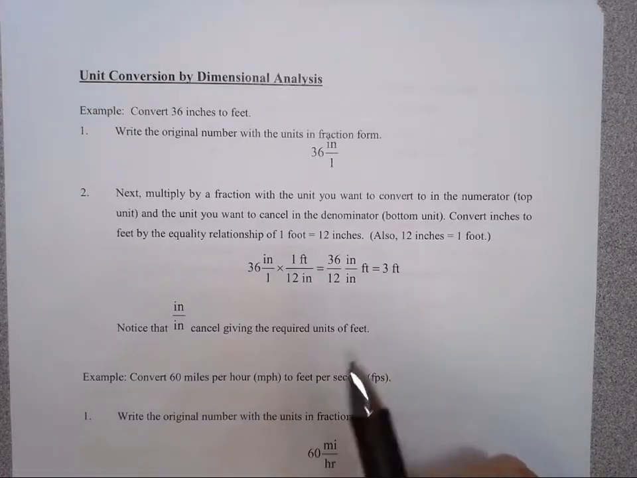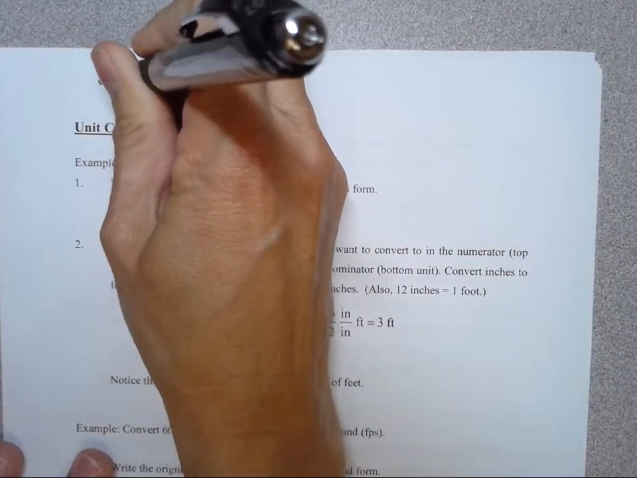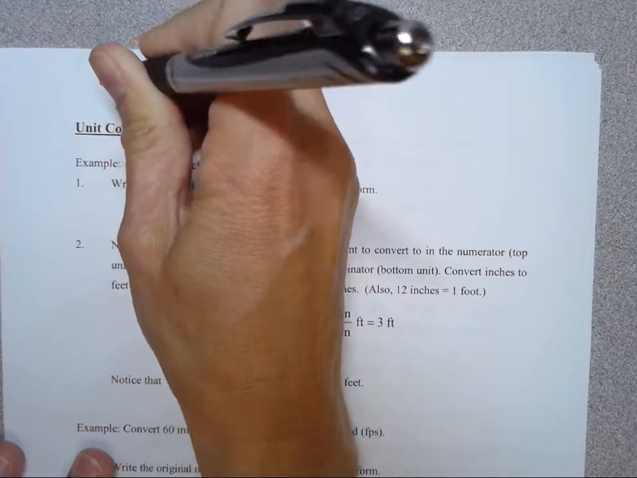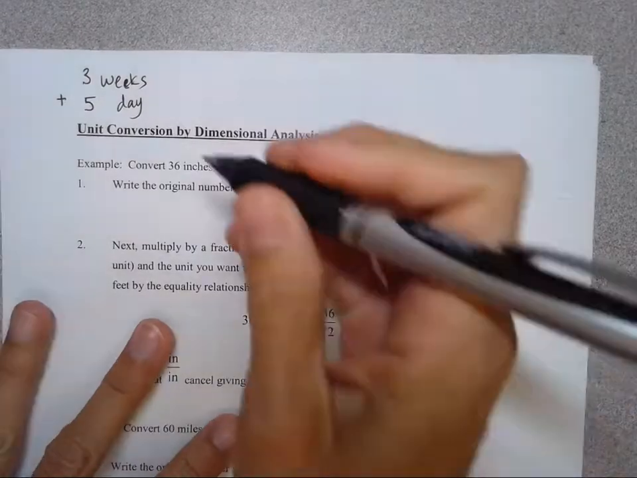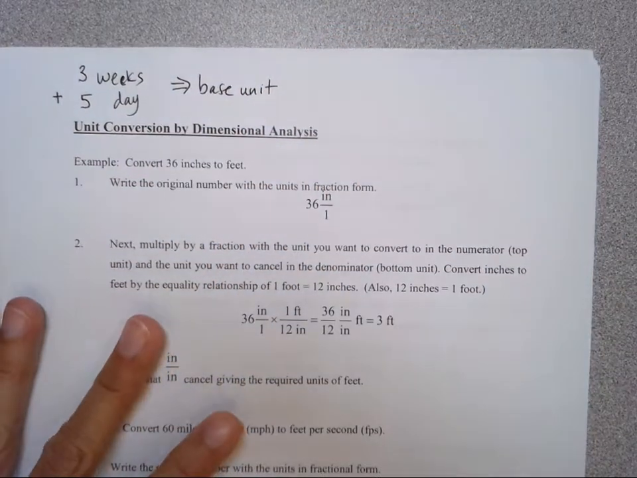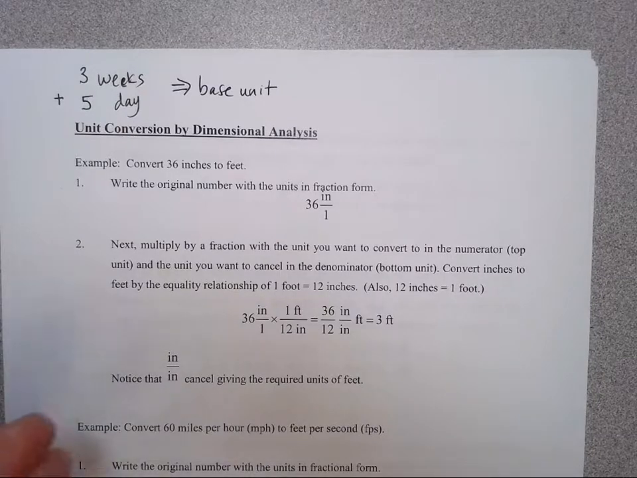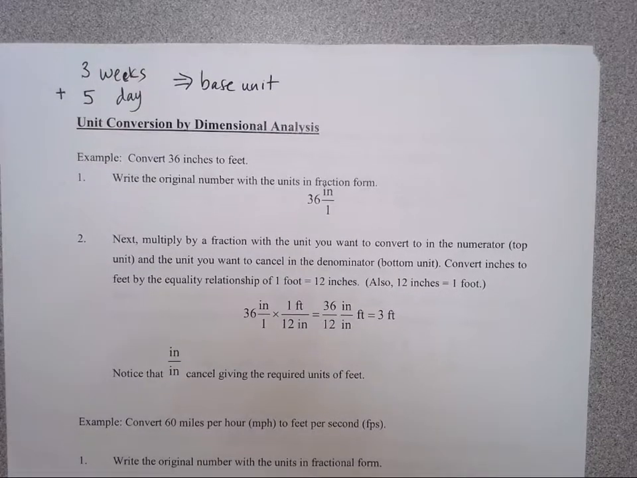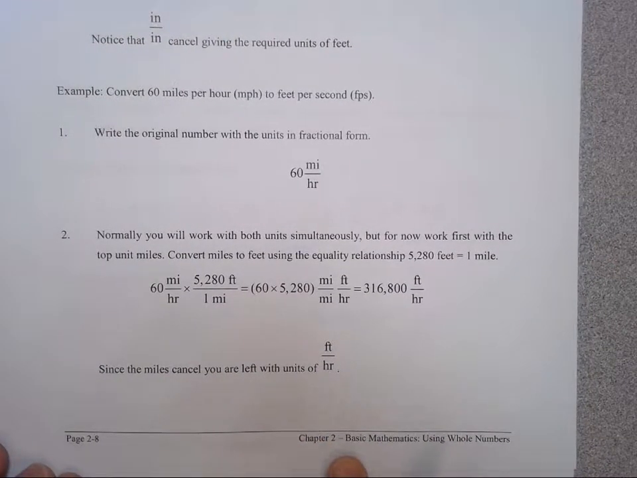We talked a little bit about how if we have something like weeks and days, so if we have 3 weeks and 5 days and we want to add those together, in order to do that we have to get to some base unit before we can combine those values. So we're going to look a little bit more in detail about how to get to that base unit and combine those values in this last lesson for today. So make sure you're with me here in the textbook. I'm on page 28 in chapter 2 of our basic math using whole numbers.